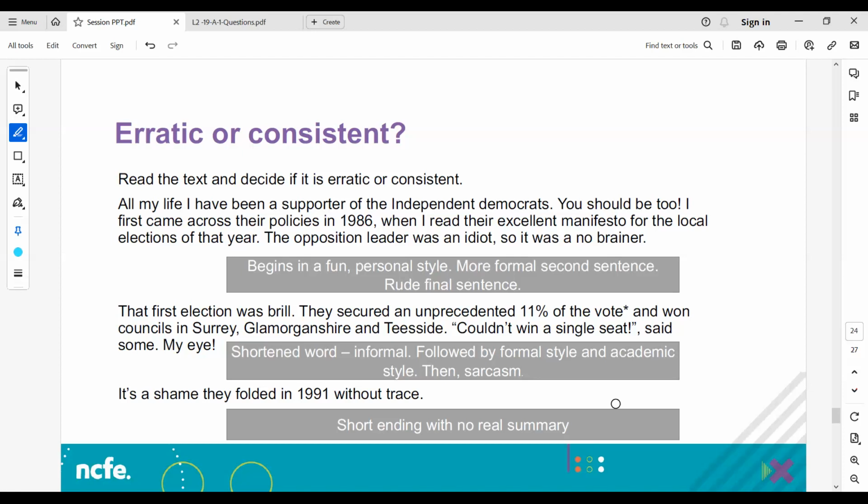The first election was brill. So again, we've now got that informal style. But then we've got some information about the numbers, the percentage of the vote, which is more formal and academic in style. But rather than keeping to that style, they're then using sarcasm. So couldn't win a single seat, my eye, okay.